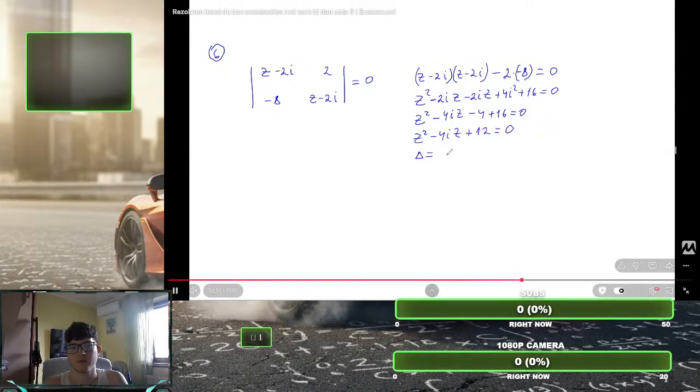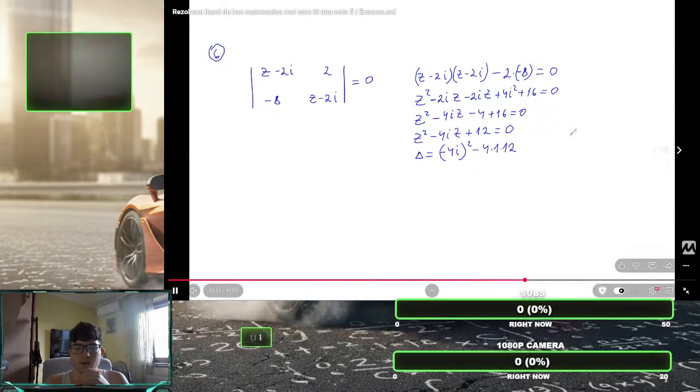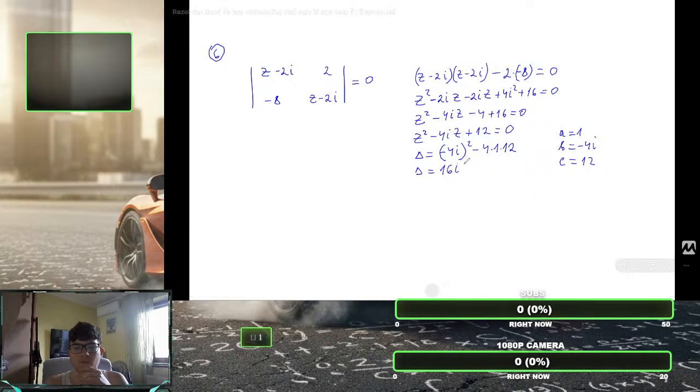Okay, so delta, b to the second power, which is going to be that to the second power minus 4ac, you get that. Okay, now 16 to the second power.